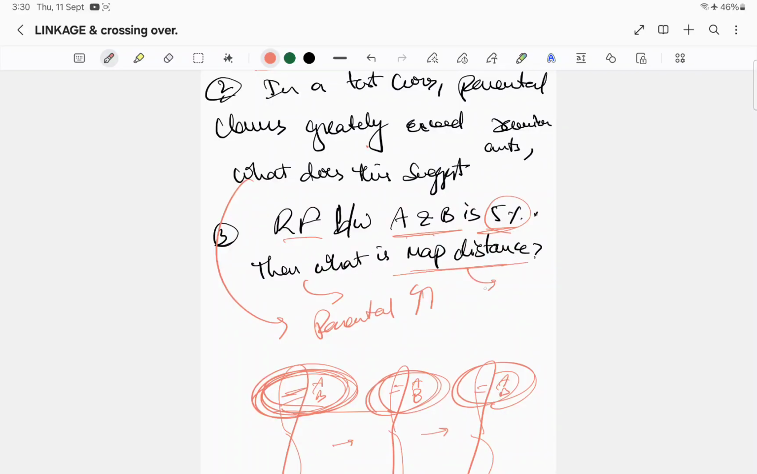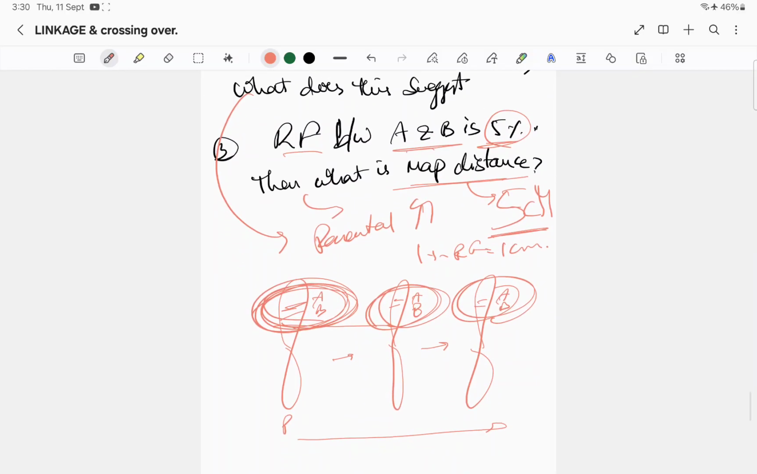Coming to the third question: if recombination frequency between A and B is 5%, what will be the map distance? Map distance will be 5 centiMorgans, because 1% of recombination frequency is equal to 1 centiMorgan.